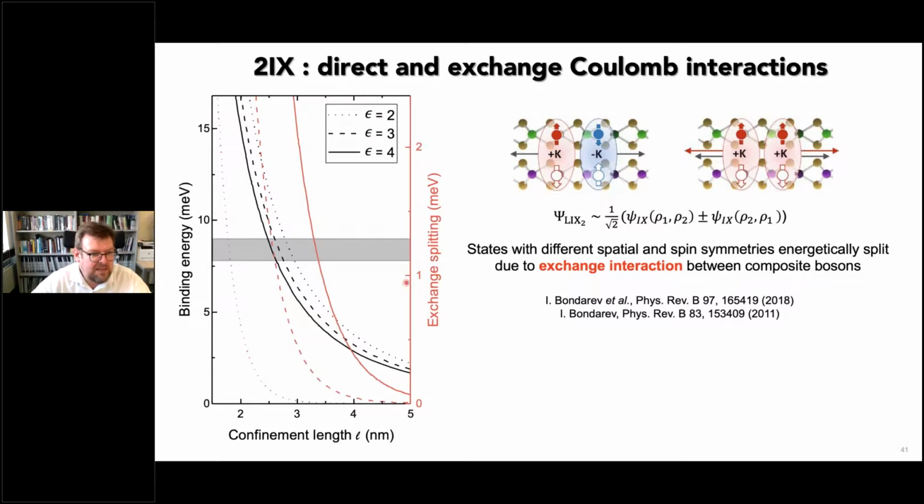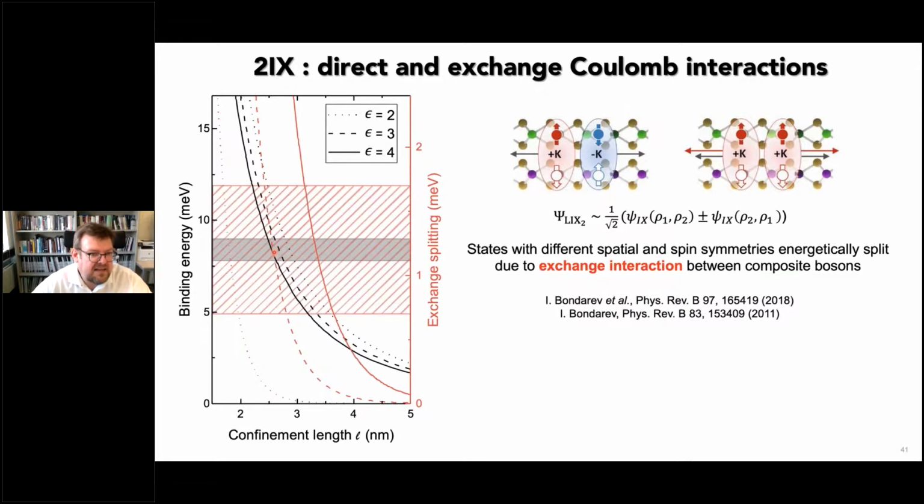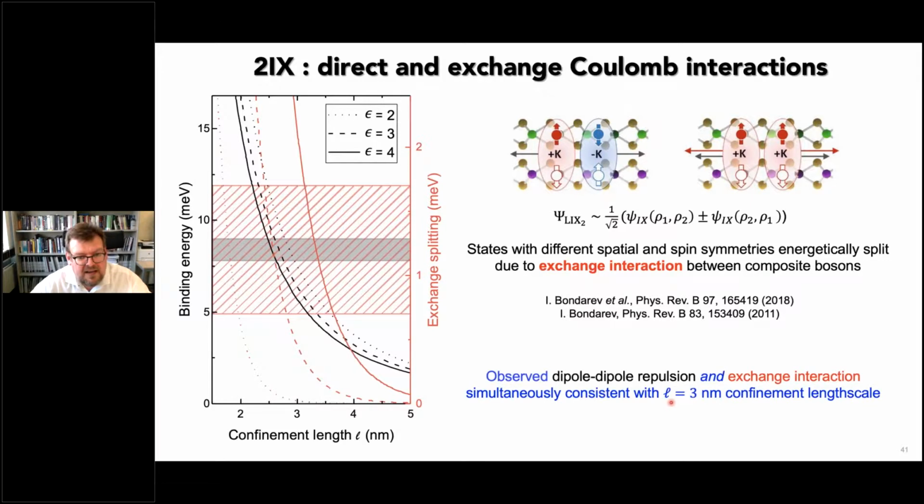From the doublet splitting, we can calculate the exchange energy splitting, and it turns out there's only one point in our curve, magically of course, where the two curves, the exchange splitting and the binding energy, both overlap. So this would tell us our splitting is of the order of, let's say, a confinement length scale of 3 nanometers. So it's of the order of a fraction of the Bohr radius of these interlayer excitons. And this is actually quite a nice result.